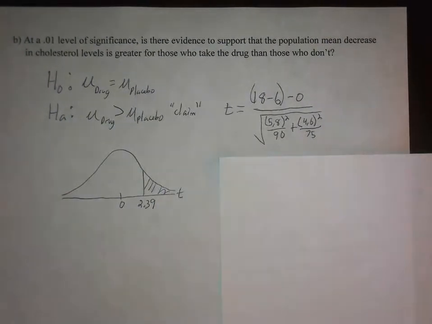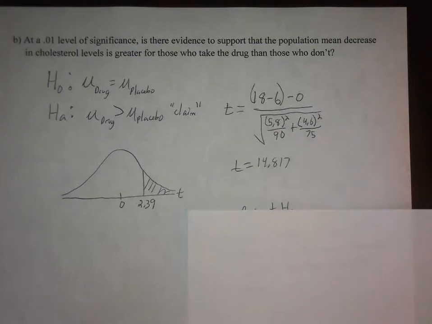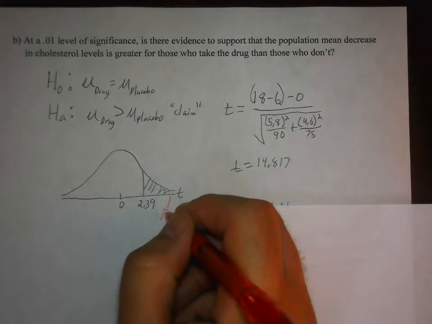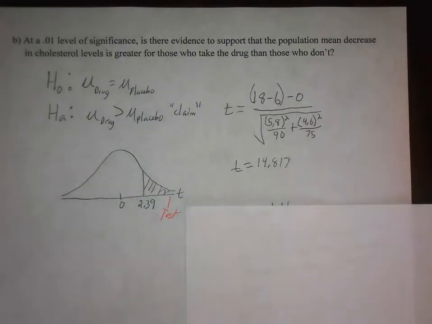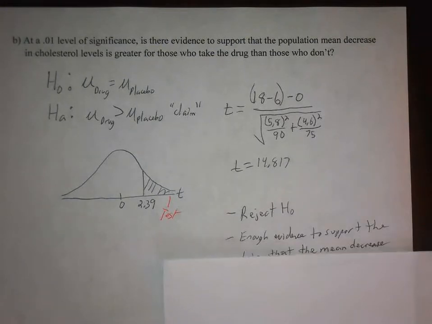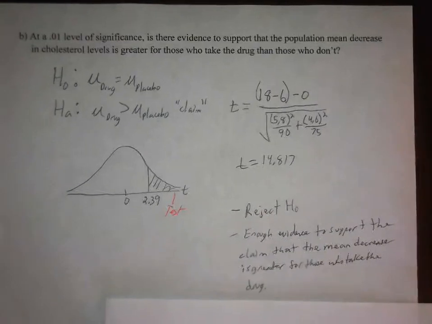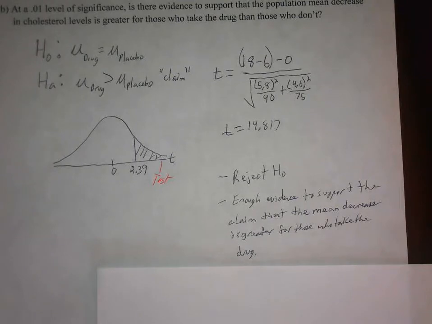Calculate your test statistic. And then 14.817, that's way out here to the right, which tells us we're going to reject H0, and there's enough evidence to support the claim that the mean decrease is greater for those who take the drug. Okay, so it looks like the drug is working.